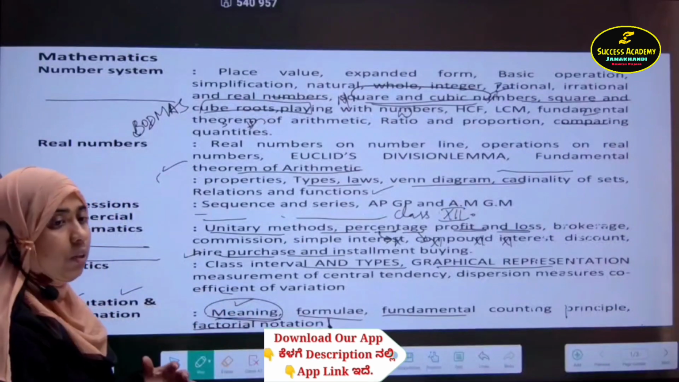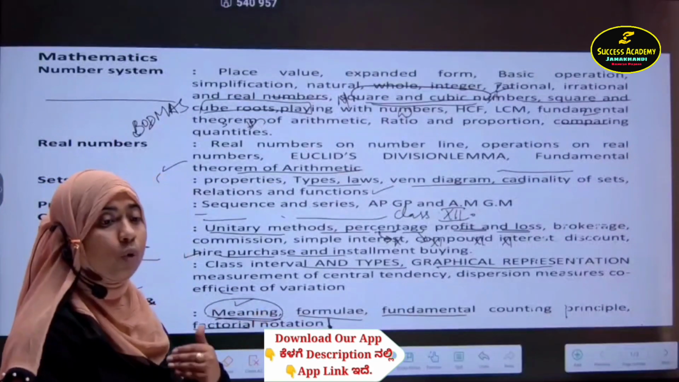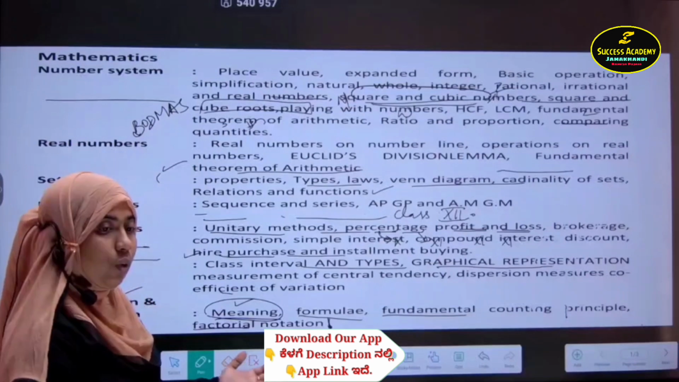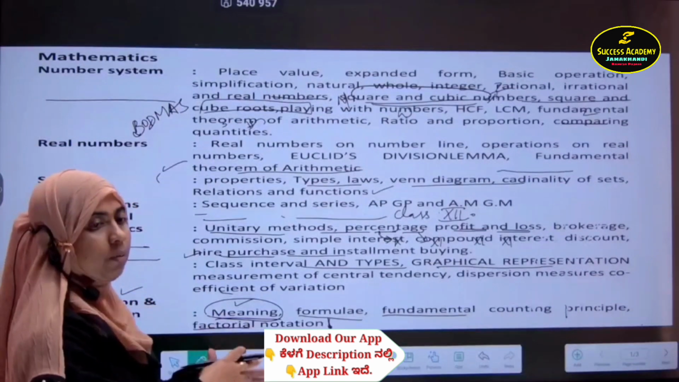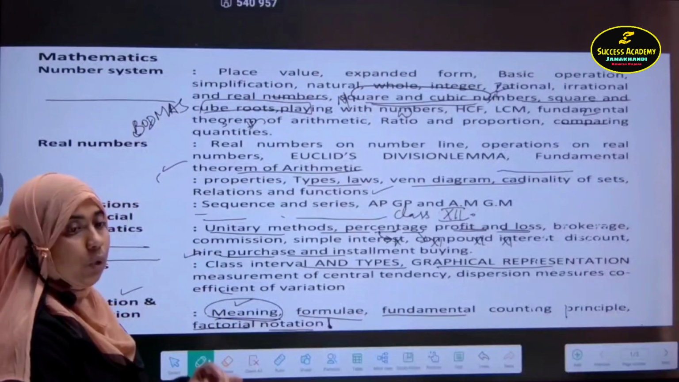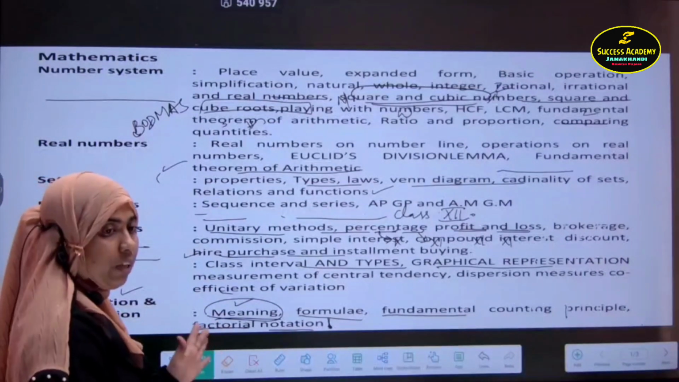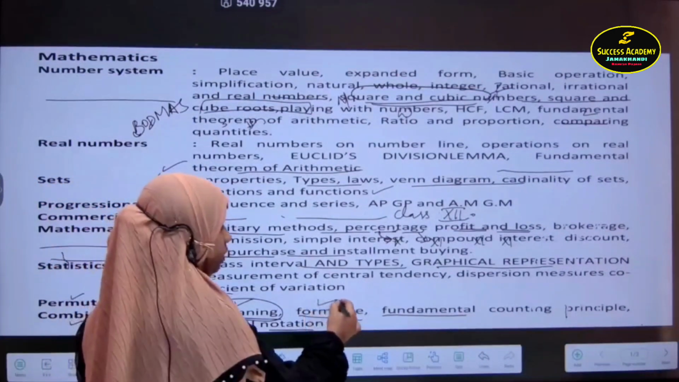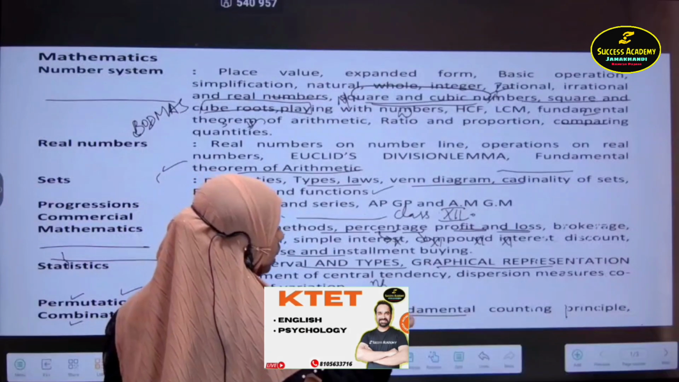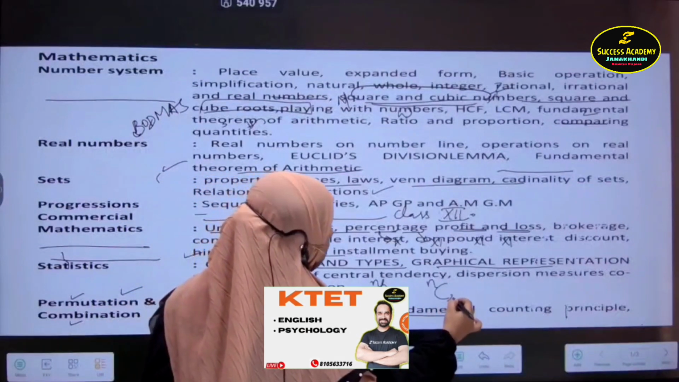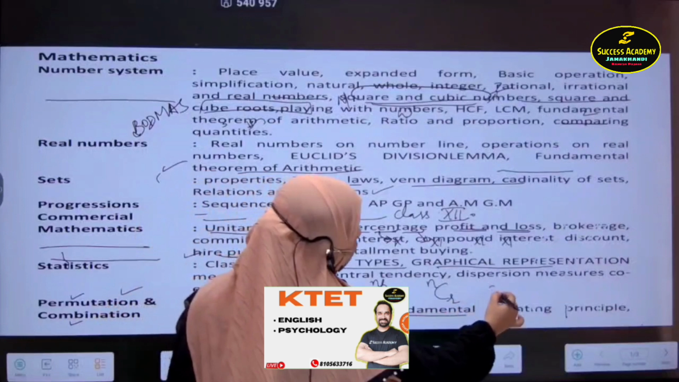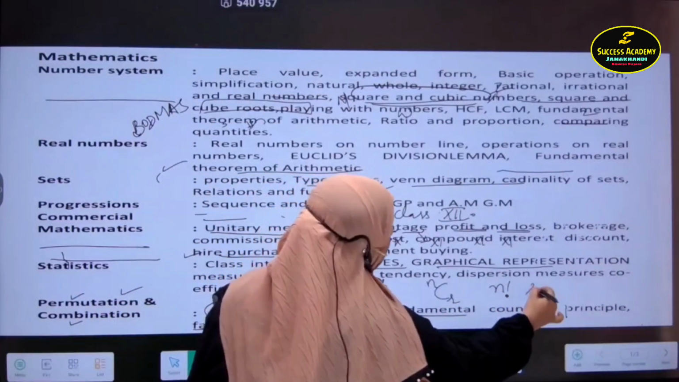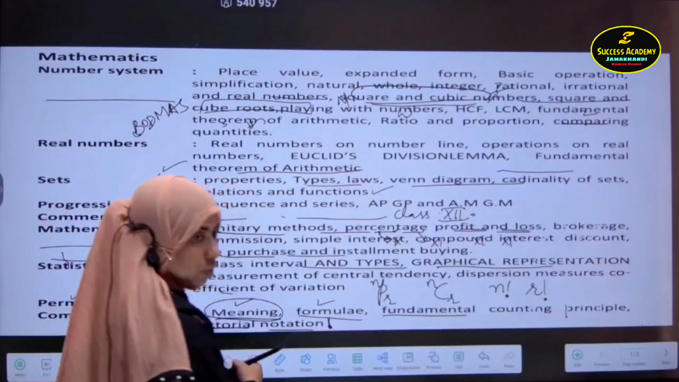Because questions will not always be direct on the topic; questions will be on the concept. It is not always necessary that questions are in quantities or numbers where you only have to solve. Questions will be on the concept as well. And next, formulas for permutation and combination, represented by nPr and nCr. And next is factorial notation. We use n factorial, r factorial. This is the representation of factorial.